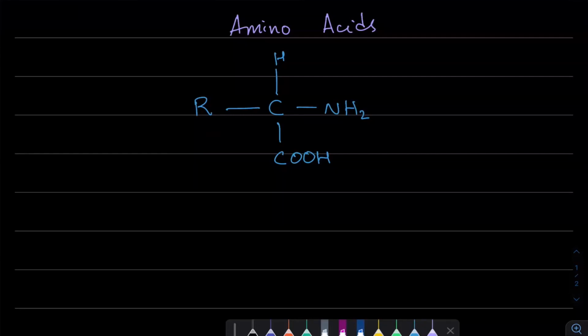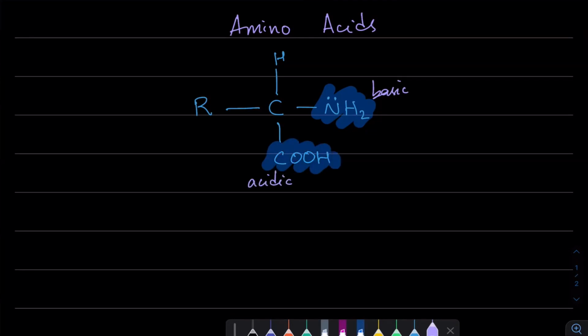Now, because this part has lone pair, तो उसकी वजह से ये basic है. Or this part, because it has the COOH group, this part is acidic. So you have a basic portion. So this part is basic. And this part is acidic. So we can say that amino acids are amphoteric.